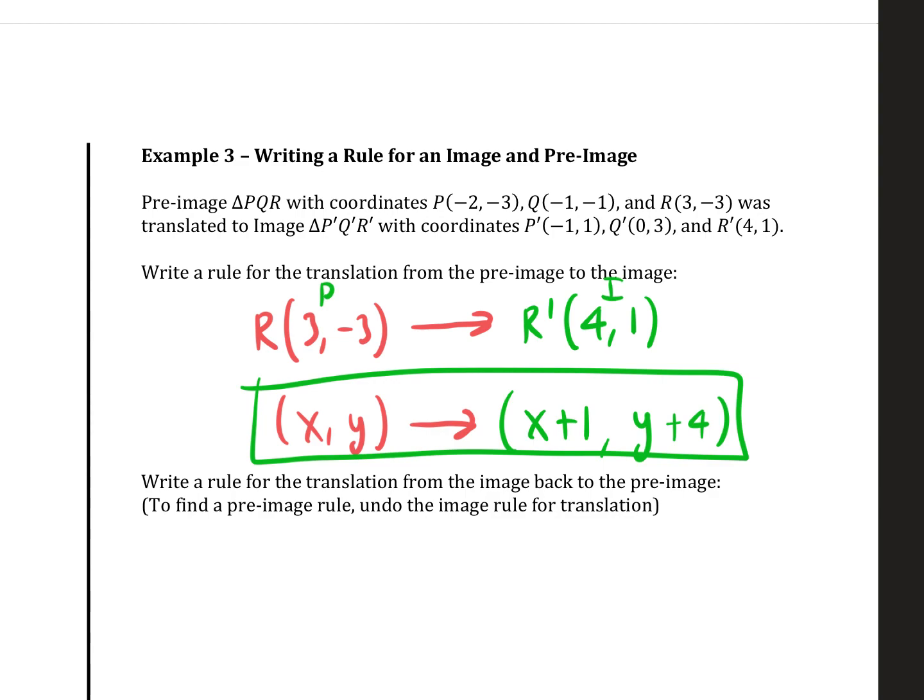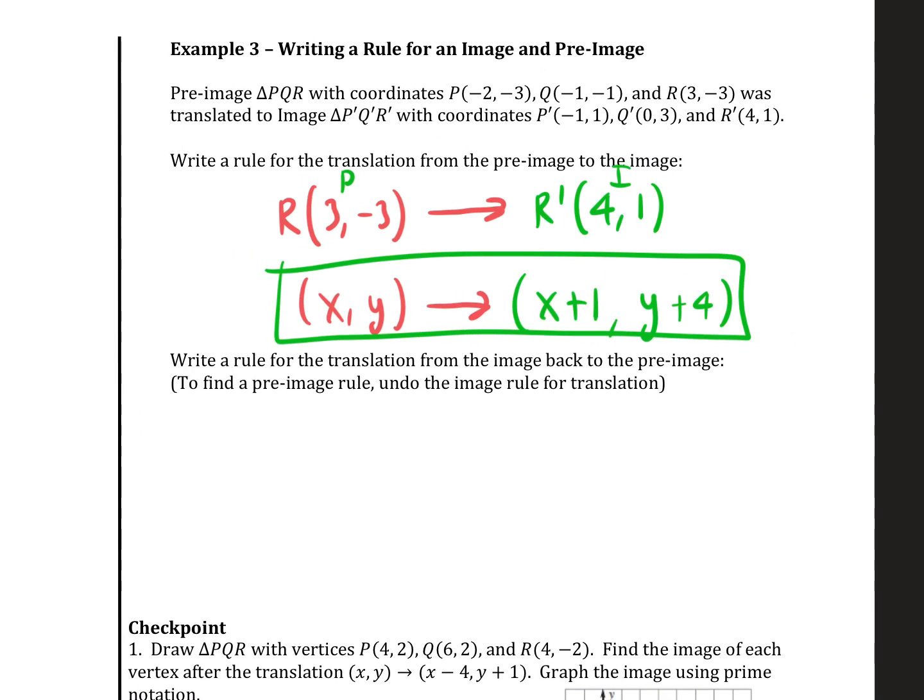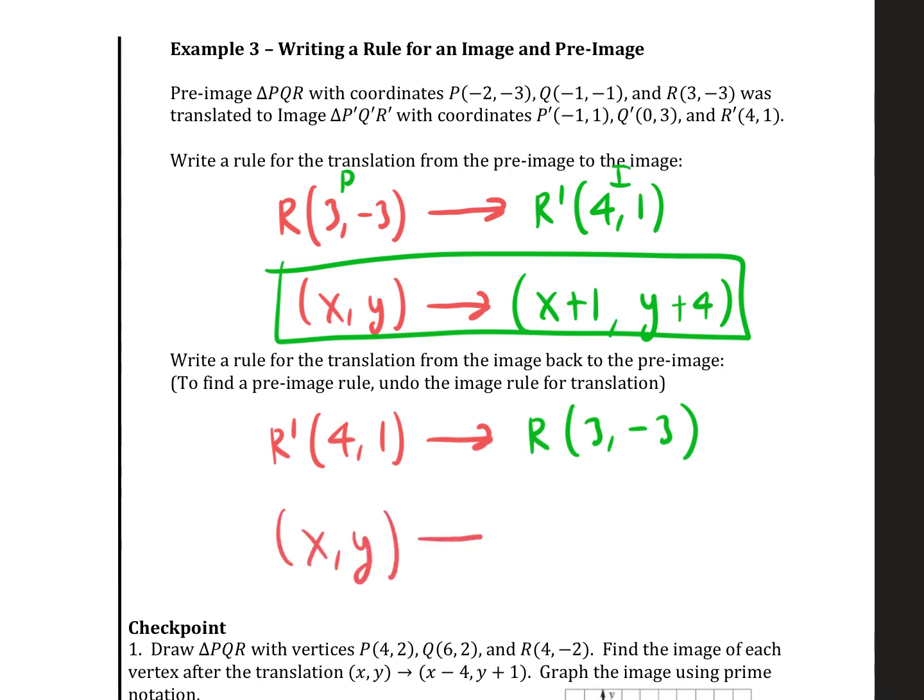Now we're going the opposite direction, okay? And it says right here, to find a pre-image rule, undo the image rule for translation, okay? So we're going to go the opposite direction now. We're going to start with R prime, which was 4, 1. And do the same thing, but we're going a different direction here, okay? And we have R, which was 3, negative 3. So again, let's start with this. We have x, y. Now let's think about this, okay? So it's the same thing. We're going from 4 to 3. How do we get from 4 to 3 with x? Well, it's going to be x minus 1, right? And how do we get from 1 to negative 3? Well, it's going to be y minus 4.